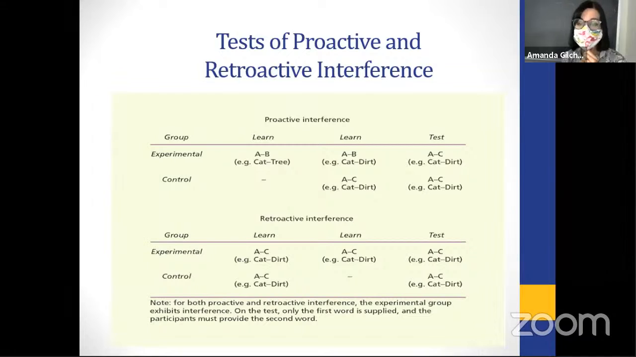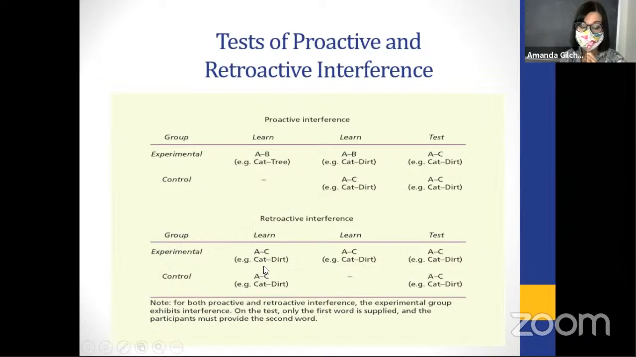So in your book, they talk a little bit about different tests of proactive and retroactive interference. So the idea here for a proactive interference test, you basically learn cat tree, you learn cat dirt, and then you're tested on cat dirt. So if you ended up recalling tree, that would actually be a case of proactive interference because old information was interfering with new information.